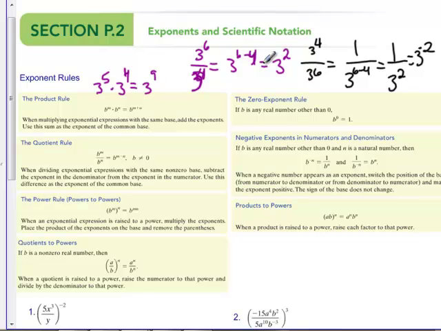So typically you're going to change things to make positive exponents, but you can change the sign. It's just a matter of taking the base and exponent to the other side of the fraction bar.